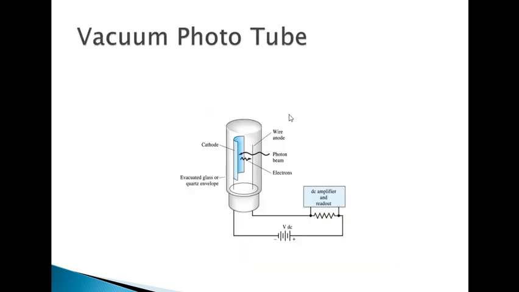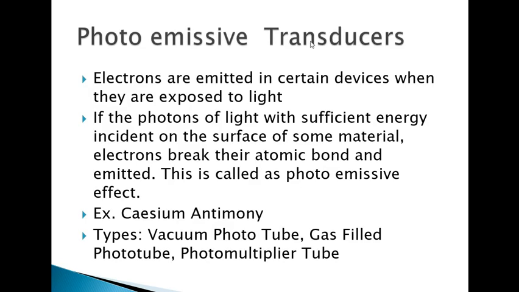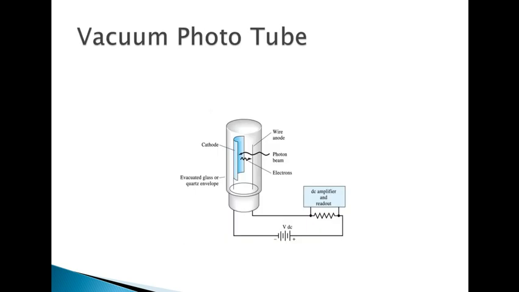Again, I am repeating the property of this photoemissive element. If the photons of the light with sufficient energy are incident on the surface of the photoemissive material, what will happen? Electrons break their atomic bond and are emitted. So this is called the photoemissive or emissive effect.